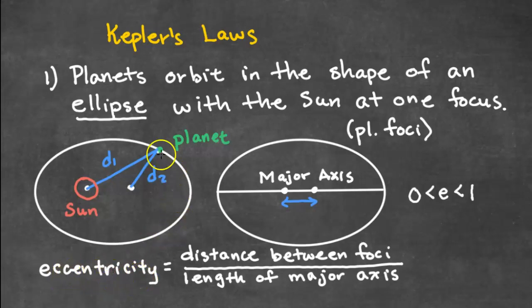To measure how elliptical or eccentric it is, we take the distance between the foci, represented by the blue double arrow, divided by the length of the major axis. The length of the major axis is the longest diameter of the ellipse, from here to here. The eccentricity can be between 0 and 1. 0 would be a perfect circle. 1 would be a parabola, but it wouldn't be a closed orbit. So for a closed elliptical orbit, it has to be between 0 and 1.